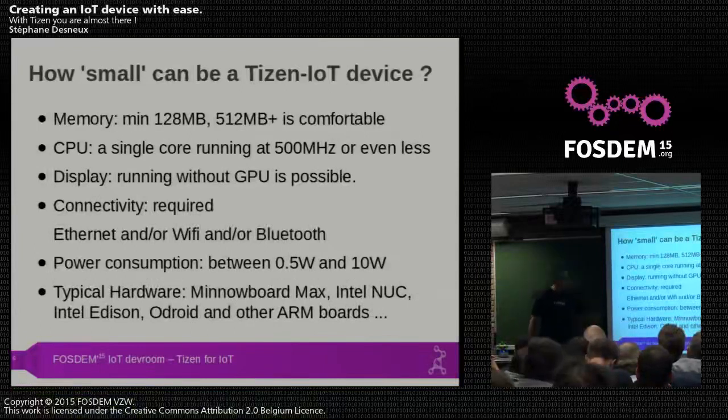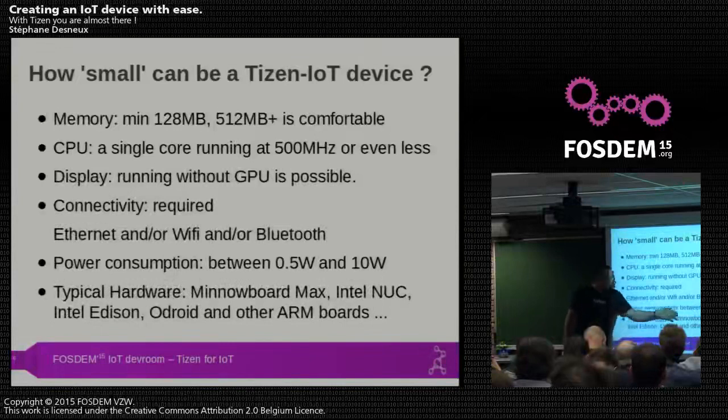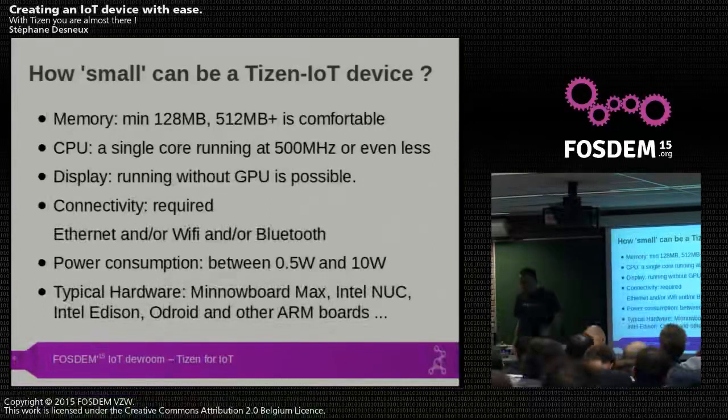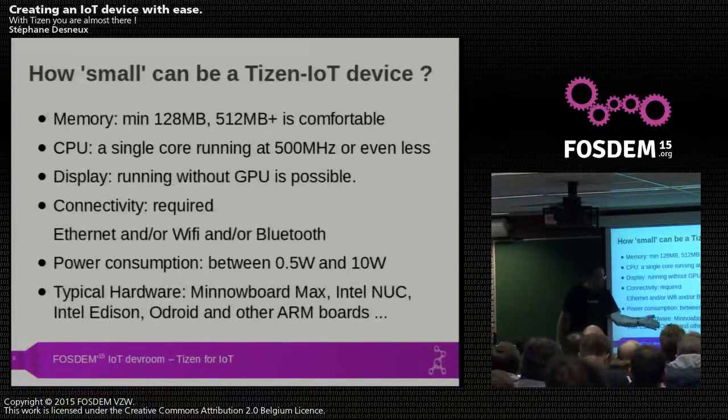So the typical hardware on which we can make Tizen run, I mean where we support Tizen officially: some Minnowboard Max, some Intel NUCs based on quite the same CPU as a Minnowboard, the Intel Edison that was launched in October 2014, and some ARM boards also, like the Odroid and other generic boards.